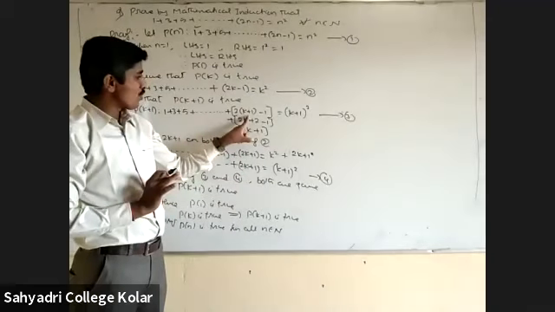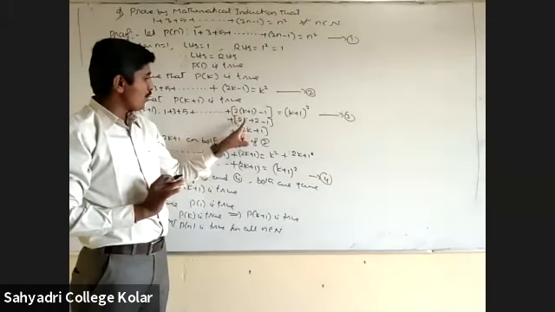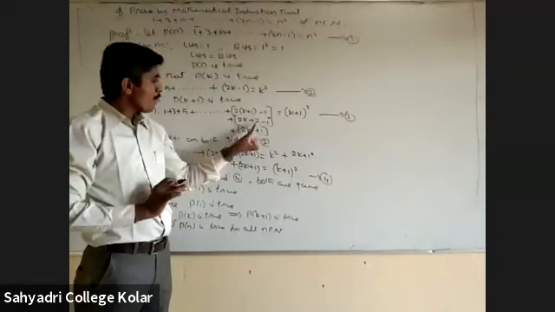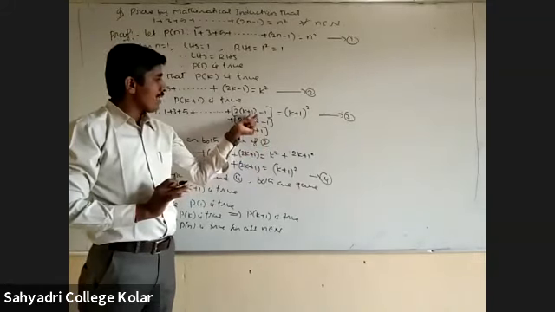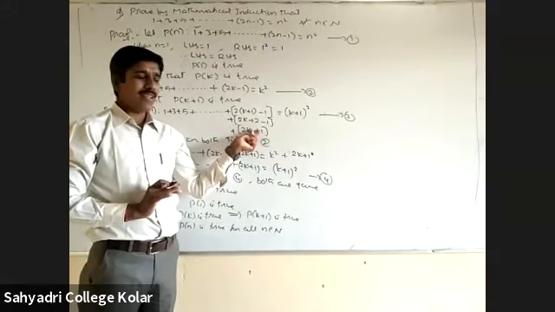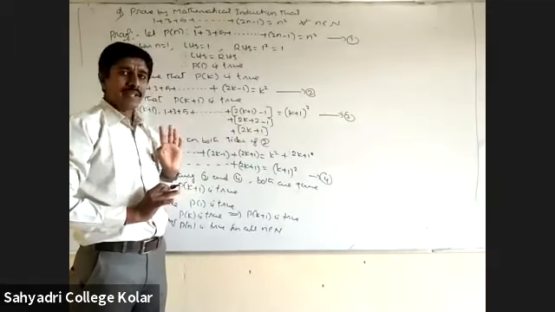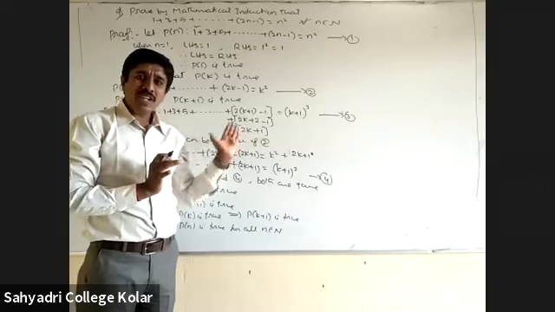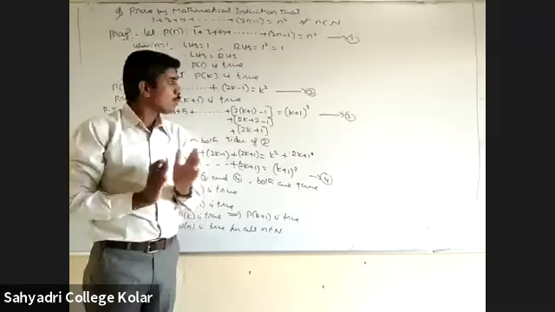Now the last term of the series: multiply 2 into (k plus 1) minus 1, that is 2k plus 2 minus 1. Express in the simplest form: 2k plus 1. This is the last term of LHS. Got it. Adding this term 2k plus 1 on both sides of equation 2.